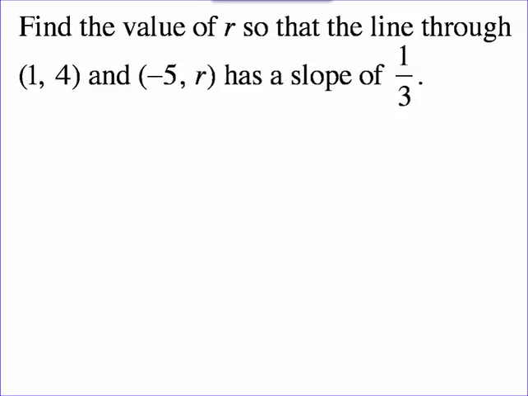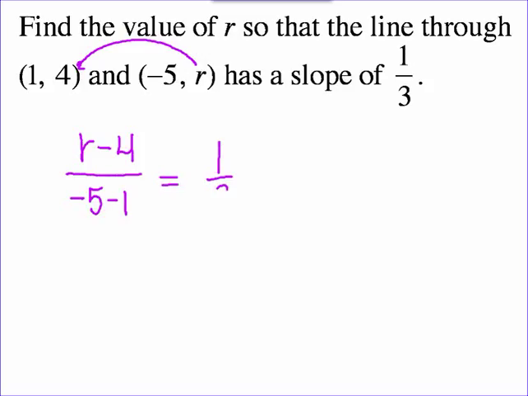All right, so the very last thing we're going to do is look at two examples like this. The first one says find the value of r so that the line through (1, 4) and (-5, r) has a slope of 1/3. So this is what we're going to do. I'm going to deal with these 2 points, and I'm going to subtract, just like I did normally. So I'm going to take, in this case, r minus 4. What am I going to divide by? Negative 5 minus 1. Now, I want that to equal 1/3.